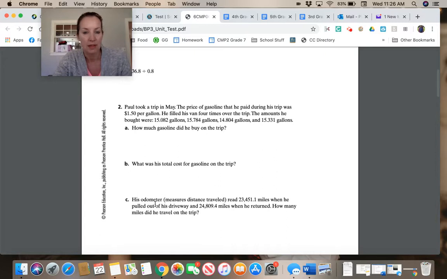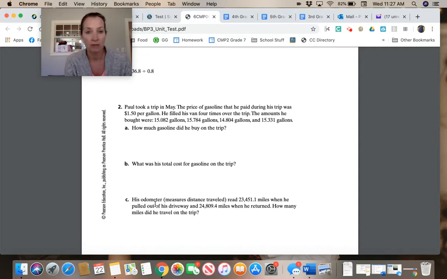Number 2 says, Paul took a trip in May. The price of gasoline he paid during the trip was $1.50 per gallon. He filled his van 4 times over the trip. The amounts he bought were 15 and 82 hundredths gallons, 15 and 784 thousandths gallons, 14 and 804 thousandths gallons, and 15 and 331 thousandths gallons. How much gasoline did he buy on the trip? Part B, what was his total cost for the gasoline?